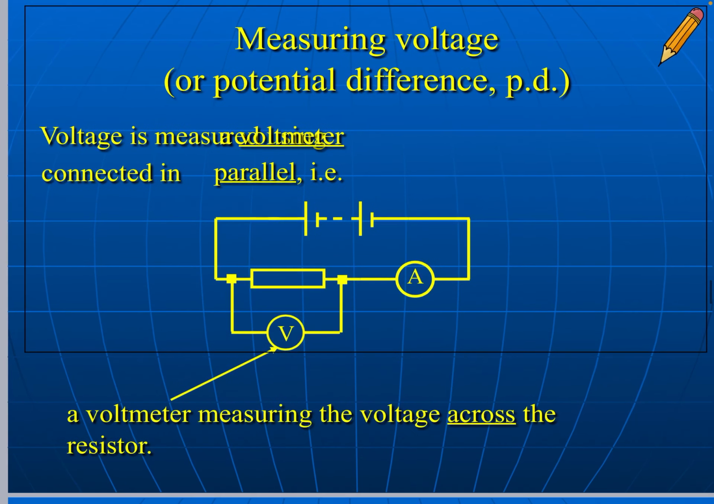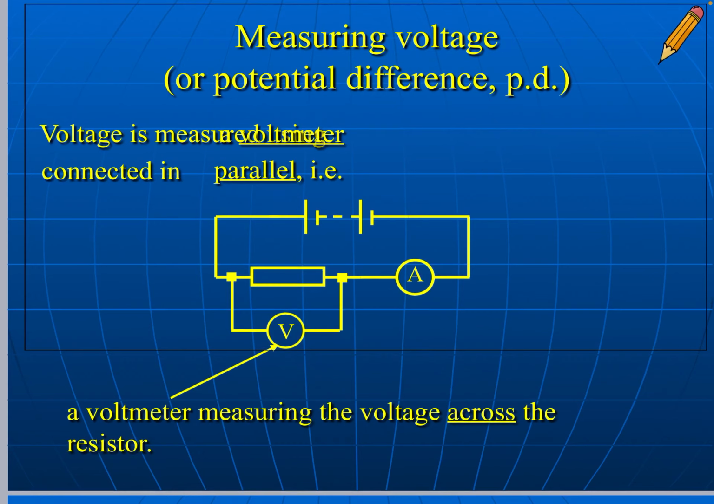Voltage is measured slightly differently. It's measured with the voltmeter, but the voltmeter is connected in parallel or across what it is that you're looking at, and that's because it's looking at how much energy those electrons have got when they go into that resistor and how much energy they've got when they come out, and working out the difference between the two, and that's the voltage.